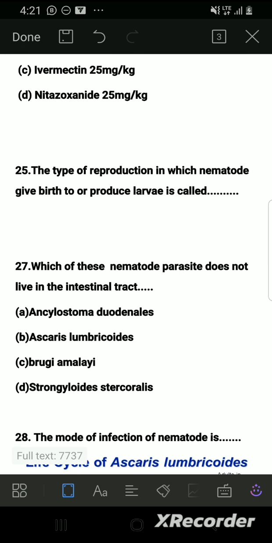Then, which of these nematode parasites does not live in the intestinal tract? We have option 1 as Ancylostoma duodenale, option 2 as Ascaris lumbricoides, option 3 as Brugia malayi, and Strongyloides stercoralis as the last. Remember I told you earlier that in parasitology, if you want to make the best of it, you have to connect every disease state to the others, like knowing the sites of infection, which will help you in diagnosis.